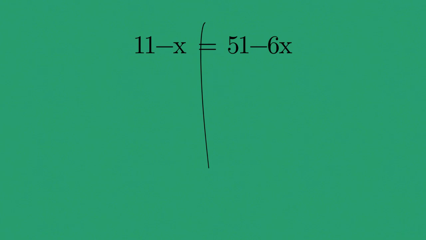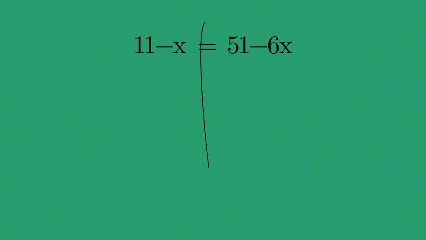Is there any distribution here? There's not, is there? Okay. On the left side, 11 minus x. Can you combine those? Nope. Can't. On the right side, 51 minus 6x. Yes or no? Can I combine those? Are you allowed to combine a 51 and minus 6x? Nope. Okay. So again, both sides are as simple as they're going to be right now.